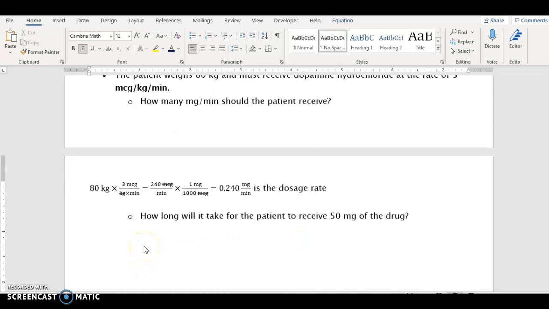The second part of the question is asking, how long will it take for the patient to receive 50 milligrams of the drug? In other words, we're being asked to convert 50 milligrams into a time in minutes. And if necessary, if it's more than 1 hour, we can convert it into hours and minutes. So we have 50 milligrams.